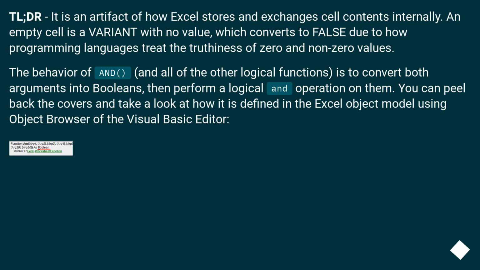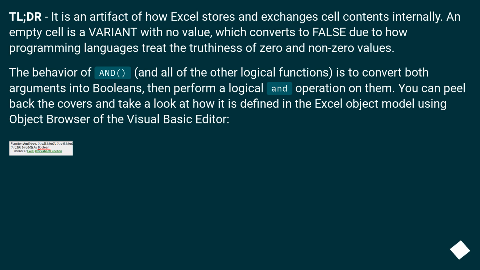TL;DR: It is an artifact of how Excel stores and exchanges cell contents internally. An empty cell is a variant with no value, which converts to false due to how programming languages treat the truthiness of zero and non-zero values. The behavior of AND, and all of the other logical functions, is to convert both arguments into booleans, then perform a logical AND operation on them.